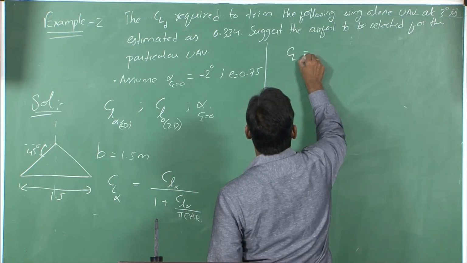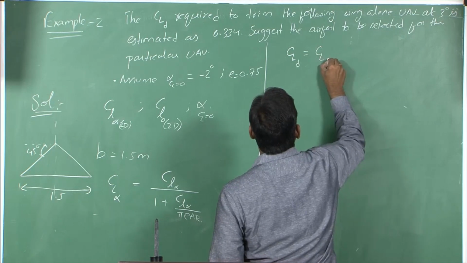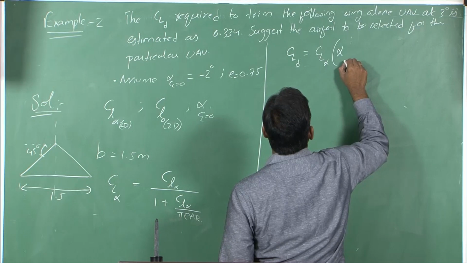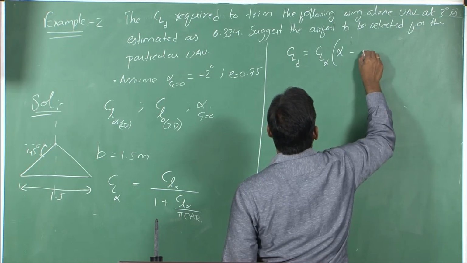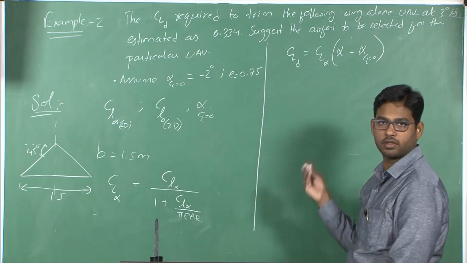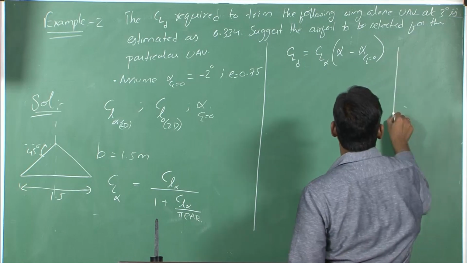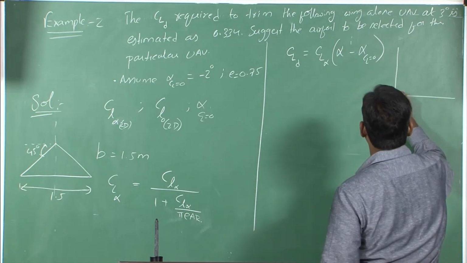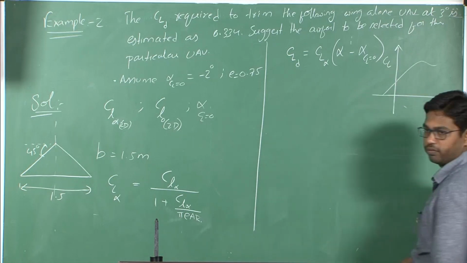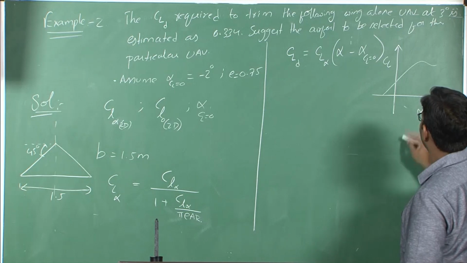So CL is equal to CL design is equal to CL alpha into alpha trim minus alpha at which CL is equal to 0. Can we do this? What does this equation mean? Assume that this is the CL versus alpha of your aircraft or the wing. This is your CL versus alpha.